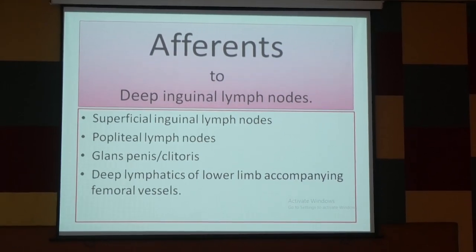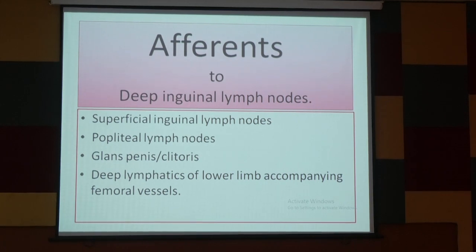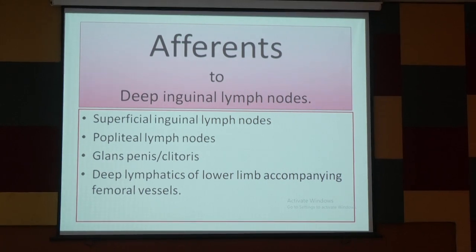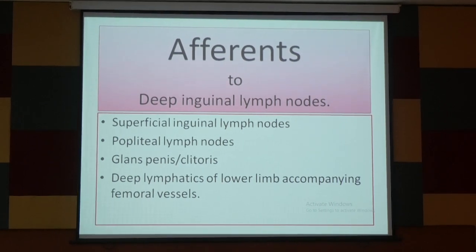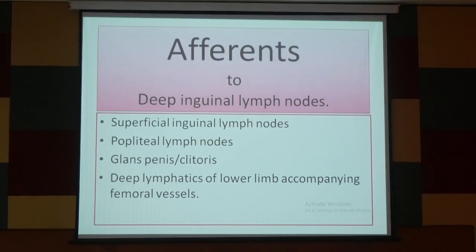তাহলে afferents to deep inguinal lymph nodes কী হলো? Deep inguinal lymph nodes যেটা along the femoral vessels থাকে, এবার রিক্যাপিচুলেট করো। Superficial inguinal lymph nodes, popliteal lymph nodes, glans penis or clitoris, deep lymphatics of the lower limb accompanying femoral vessels.